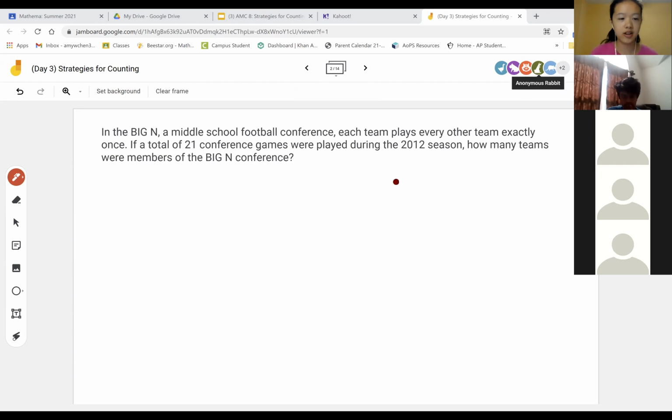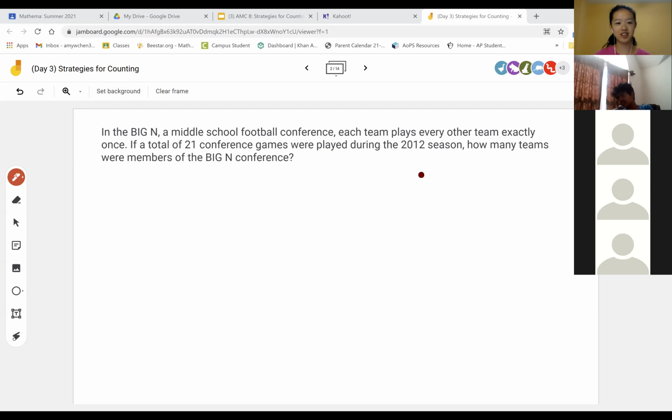All right, slide 2. In the Big N, which is a middle school football conference that I'm pretty sure doesn't exist, each team plays every other team exactly once. I got it from the AMC thing. If a total of 21 games were played during the 2012 season, how many teams were members of the Big N conference?